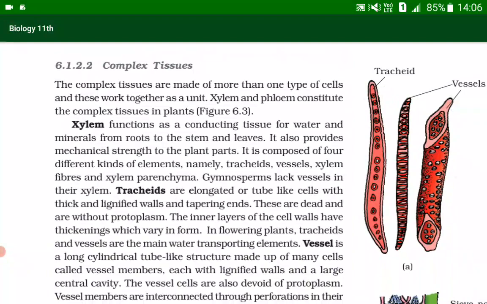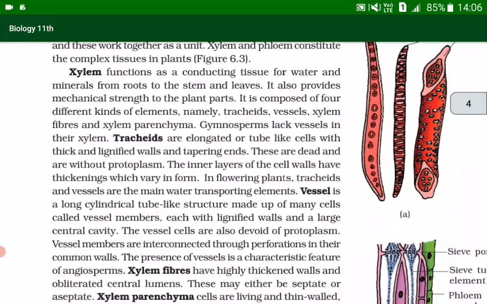Complex tissues. The complex tissues are made up of more than one type of cell, and these work together as a unit. Xylem and phloem constitute the complex tissues in plants. Xylem functions as a conducting tissue for water and minerals from roots to the stem and leaves. It also provides mechanical strength to the plant parts.